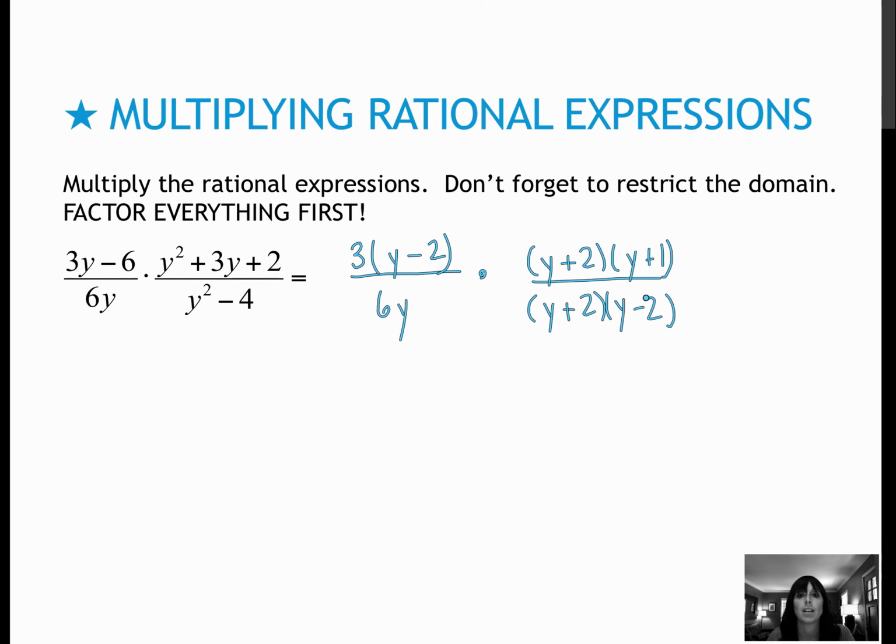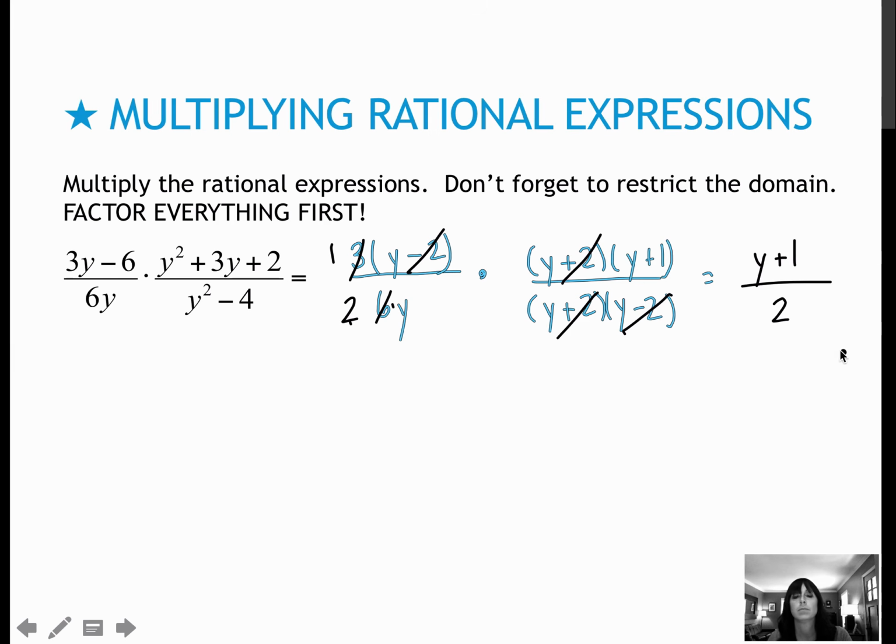And now we are doing the next step, which is multiplying rationals. So let's see what I can get rid of. I've got an x minus 2. I've got an x plus 2. And I have a 3 and a 6. Again, don't worry about the fact that there's a y there. The 3 reduces to 1, the 6 reduces to 2. The y just stays there. I'm left with 1 and y plus 1, which is just y plus 1. And the denominator, I have 2, and that's it.